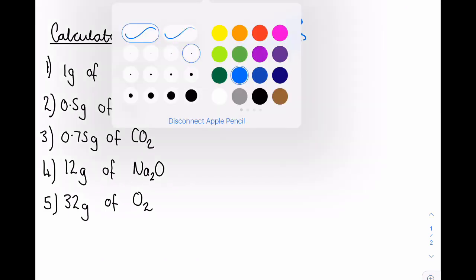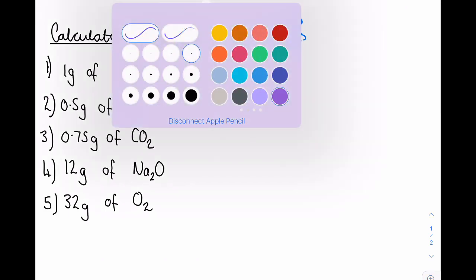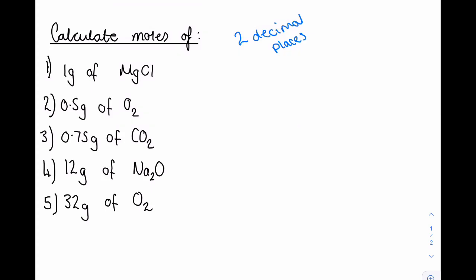Okay, so you should now have had a chance to go through that. I'm just going to get a purple pen to show my answers. So the first one, 1 gram of MgCl. Well, first of all, you do your 24 for your Mg and your Cl for 35.5. You'd add them together, and that would give you the RFM, which is going to equal 59.5. You'd then do your moles calculation, which is 1 divided by 59.5, which will give you an answer of 0.0168 moles.